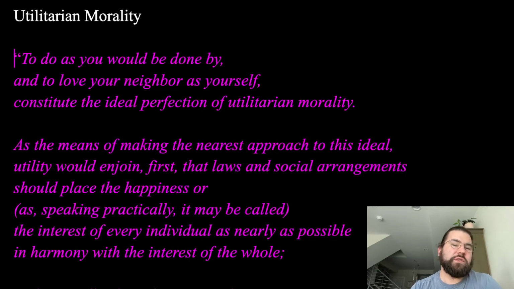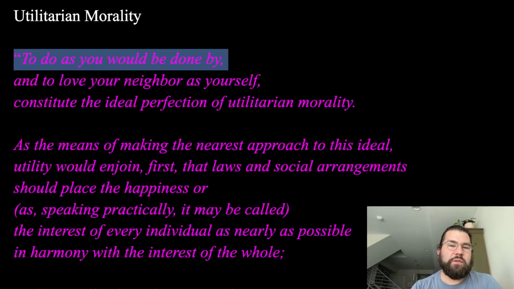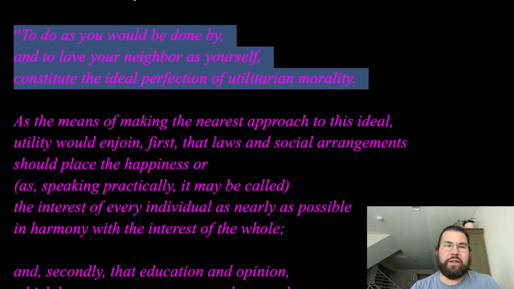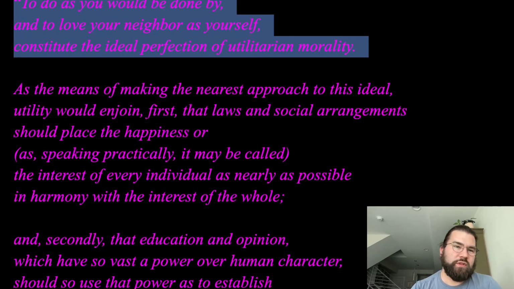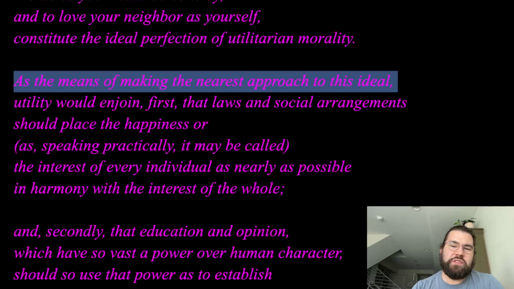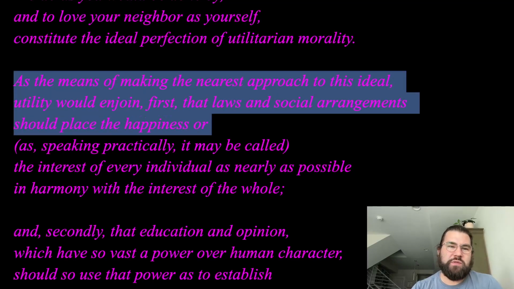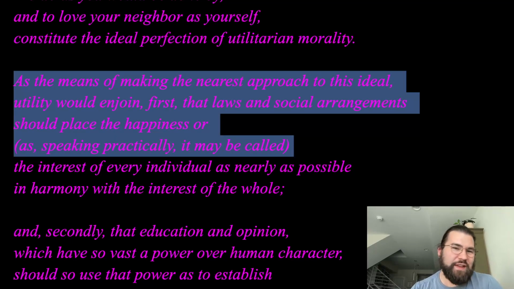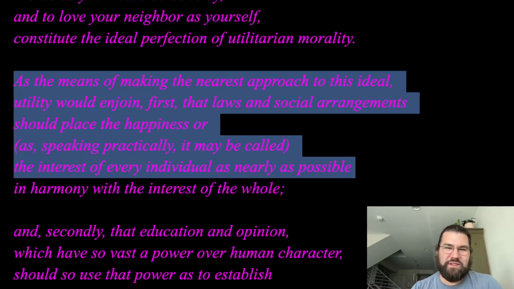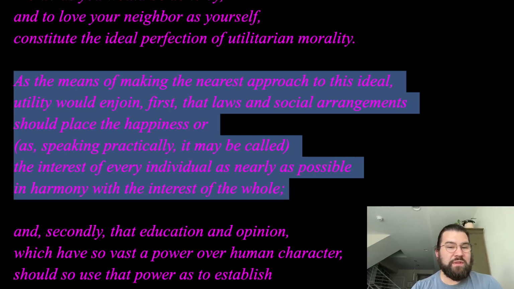Mill says, to do as you would be done by, and to love your neighbor as yourself, constitute the ideal perfection of utilitarian morality, his application of the golden rule. As the means of making the nearest approach to this ideal, utility would enjoin, first, that laws and social arrangements should place the happiness, or, as speaking practically, it may be called, the interest of every individual as nearly as possible in harmony with the interest of the whole.